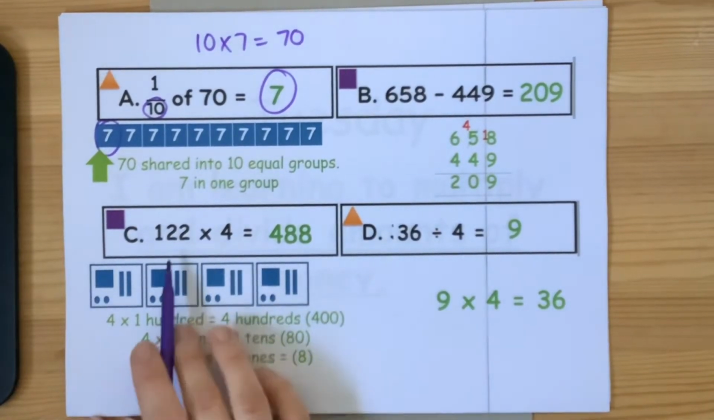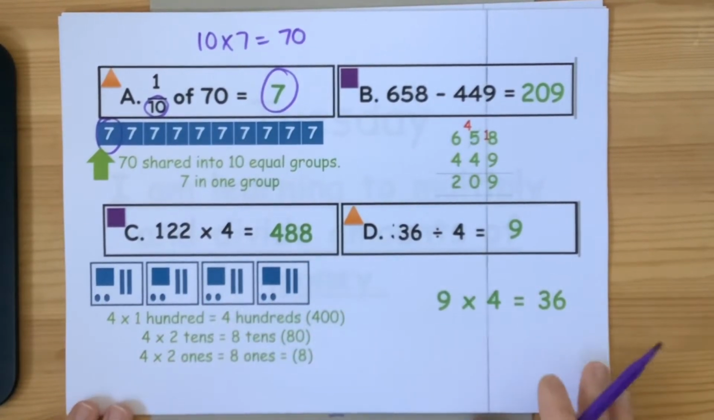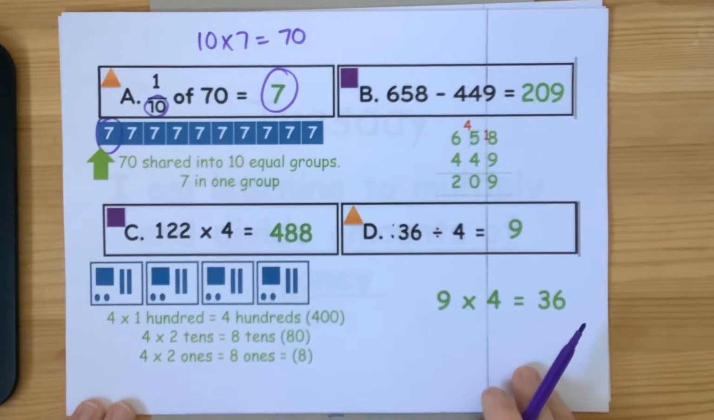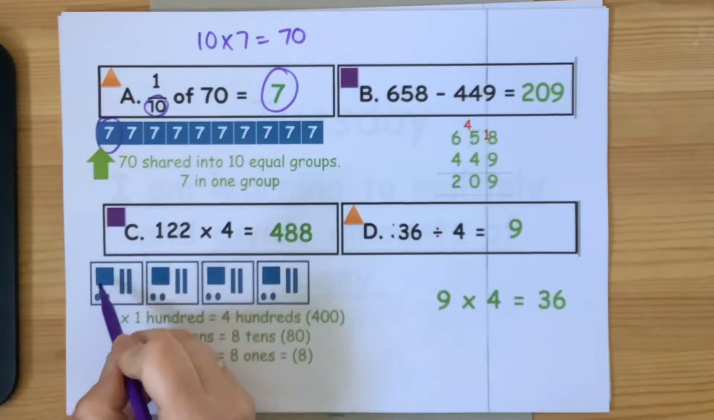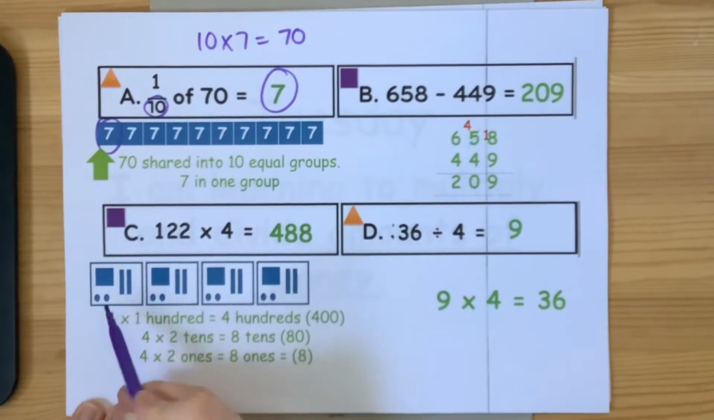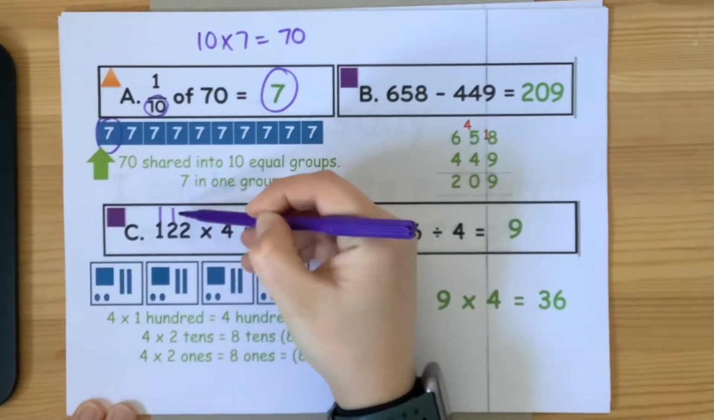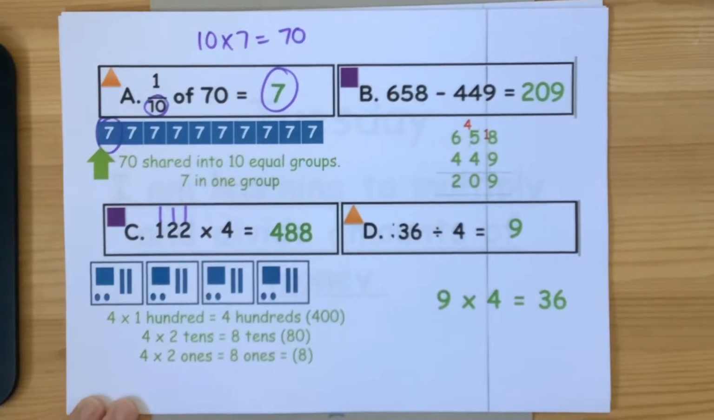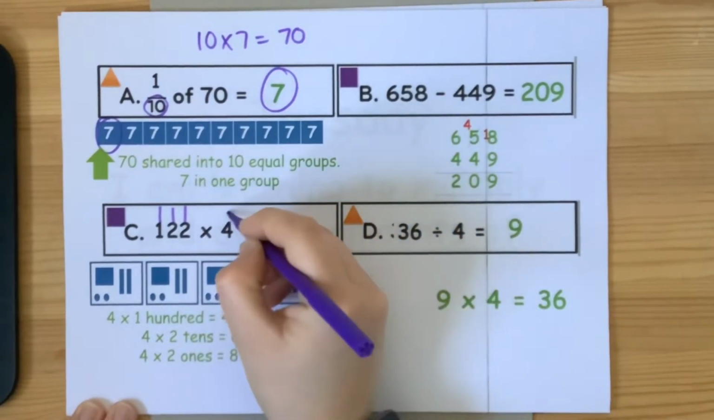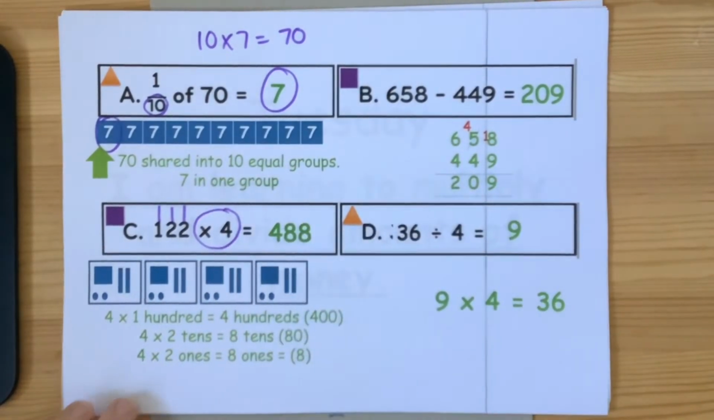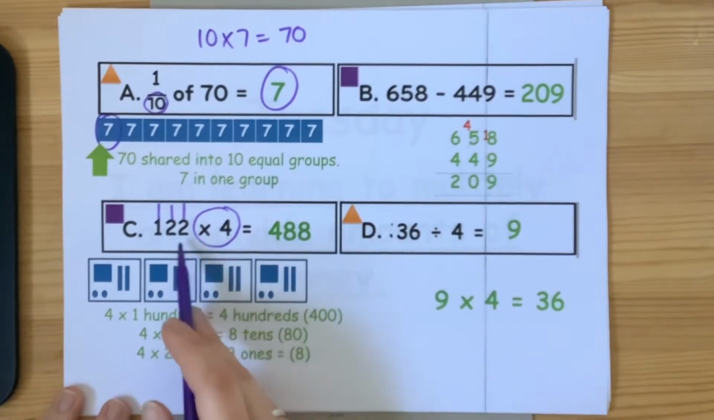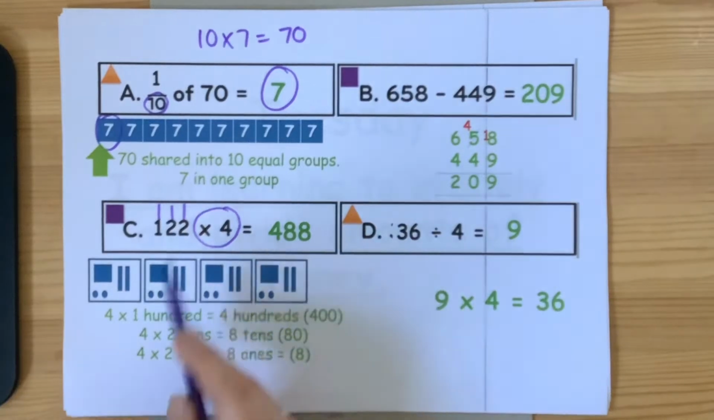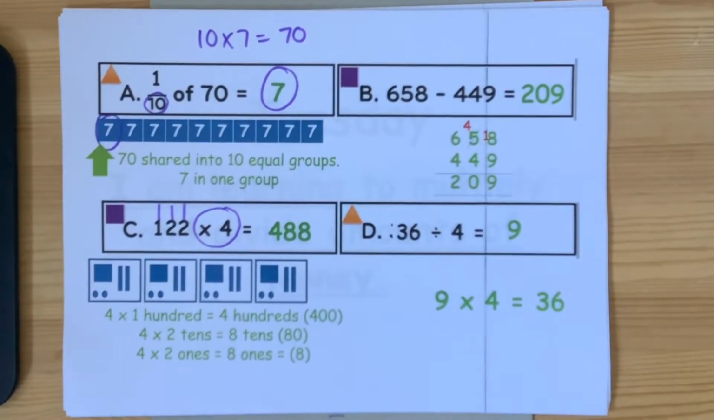Then you had 122 times 4. Now this sounds really quite tricky, but if you draw the problem, hopefully you didn't find it as tricky. I did 100, 2 10s and 2 1s, and then I did that 4 times because I had 4 times. Well, what I've drawn here, I've done 4 times 122, haven't I? But we know that we get the same answer either way, so we're allowed to switch it around.